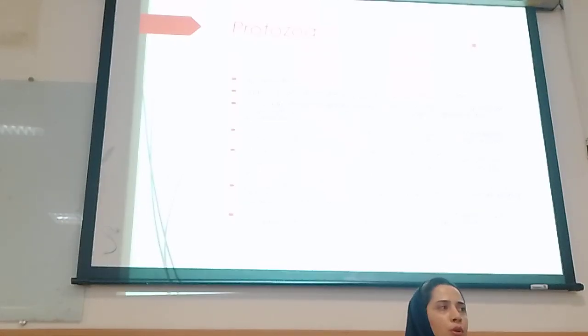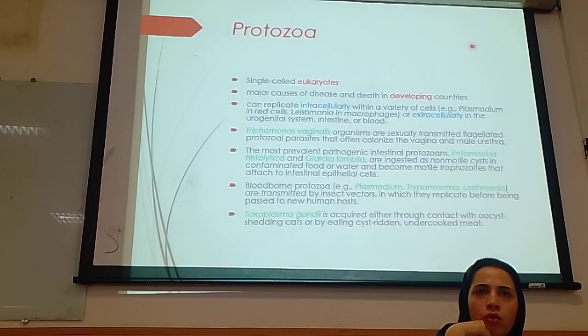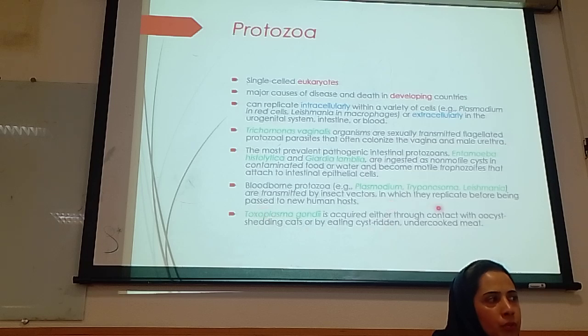And here we have protozoa. Protozoa are eukaryotes, but they are single cell, and they cause disorders in developing countries most of the time. They may be intracellular, such as leishmania or plasmodium, and sometimes they are extracellular. Many of them are extracellular. Trichomonas vaginalis is a sexually transmitted disorder. Some cause GI problems, for example, Entamoeba histolytica or Giardia. Some are blood parasites, for example, plasmodium, trypanosome, or leishmania. And also Toxoplasma gondii, which you may get by contact with cats, or by eating undercooked meat.